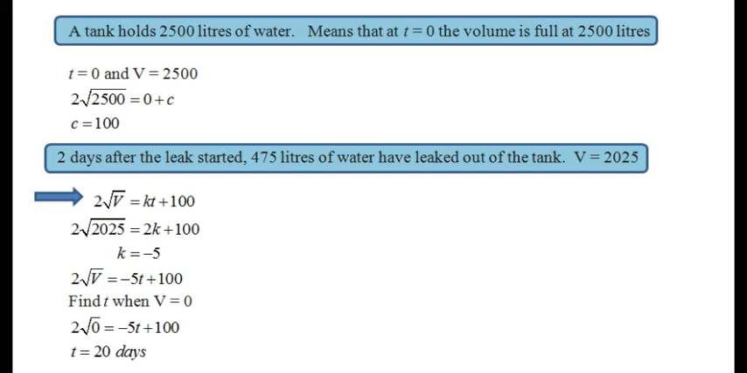Putting our value of c equals 100 into the equation, we still have to work out the constant k. When we go back to the question, we have that sentence above. 2 days after the leak started, 475 litres of water have leaked out. The volume is not 475 when t is 2. The volume was the 2,500 it started at, minus the 475 that has leaked, leaving a volume of 2,025. So if I substitute t equals 2 and a volume of 2,025 into my differential equation, I can now work out k.